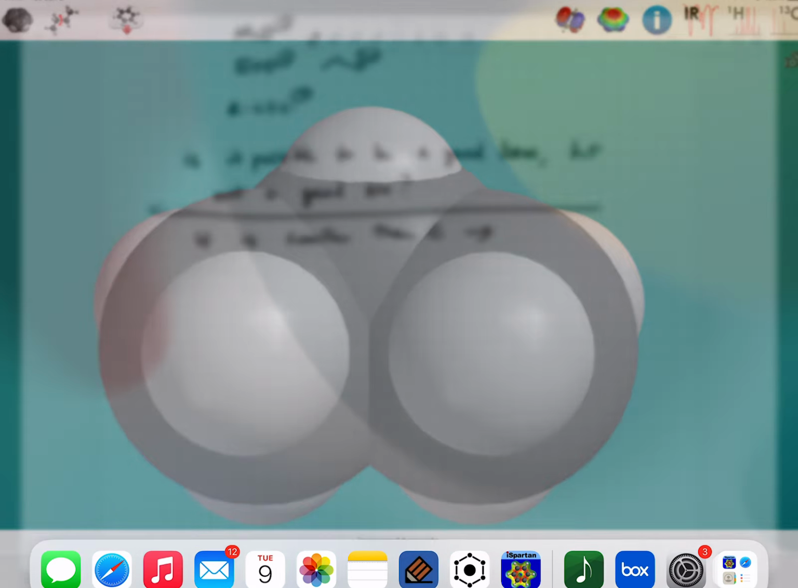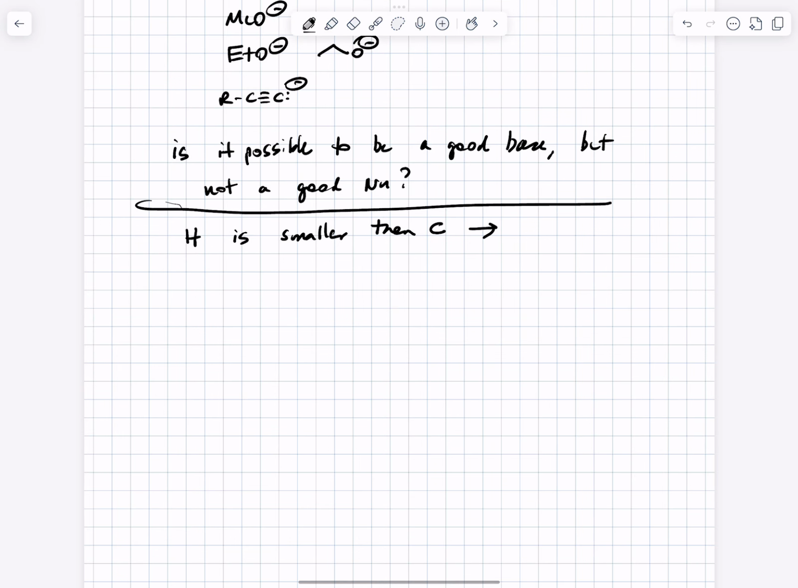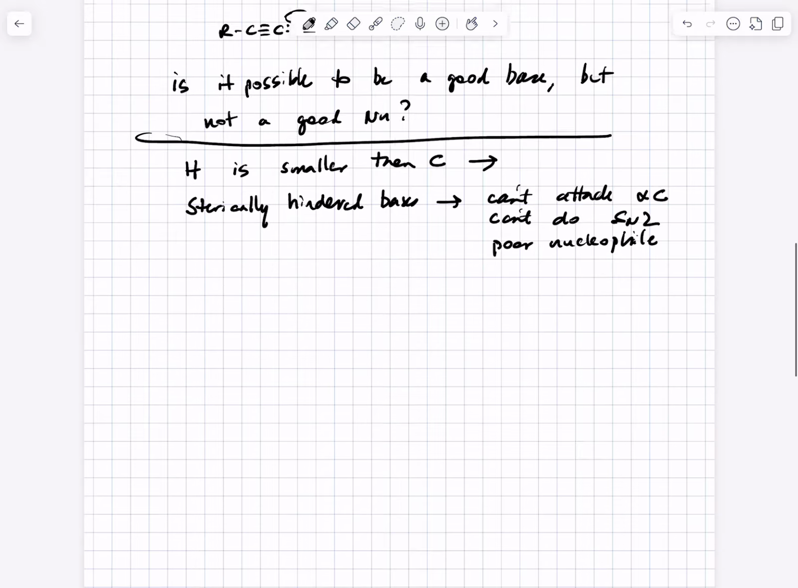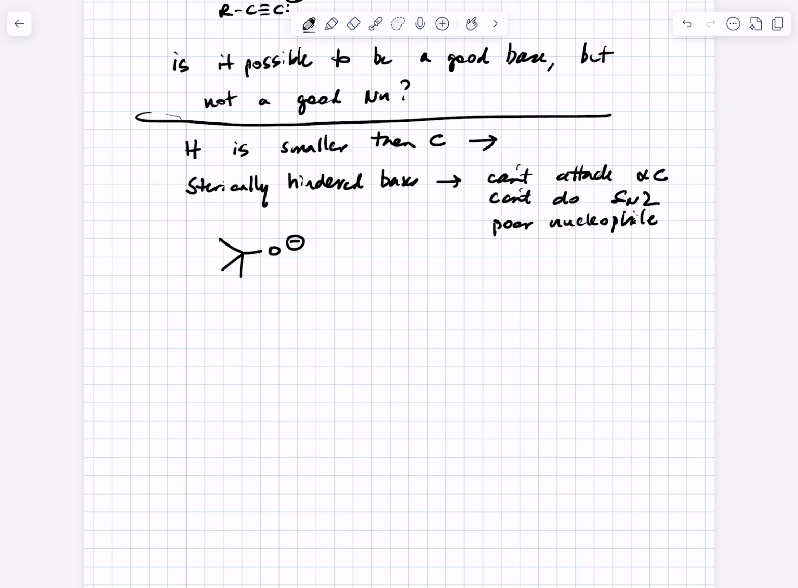So in organic chemistry, we do have a few molecules that are sterically hindered bases that can't attack the alpha carbon and therefore can't do substitution reactions and are therefore poor nucleophiles. Based on pKa considerations, you'd expect them to be good nucleophiles, but because they're so sterically hindered, they're not. So the classic example of this, the most important example of this, is the following sterically bulky base.